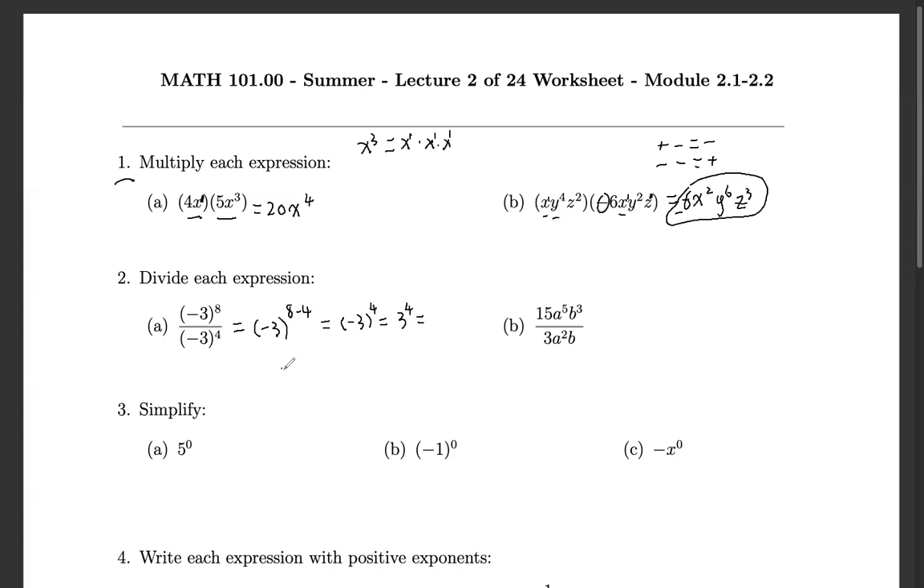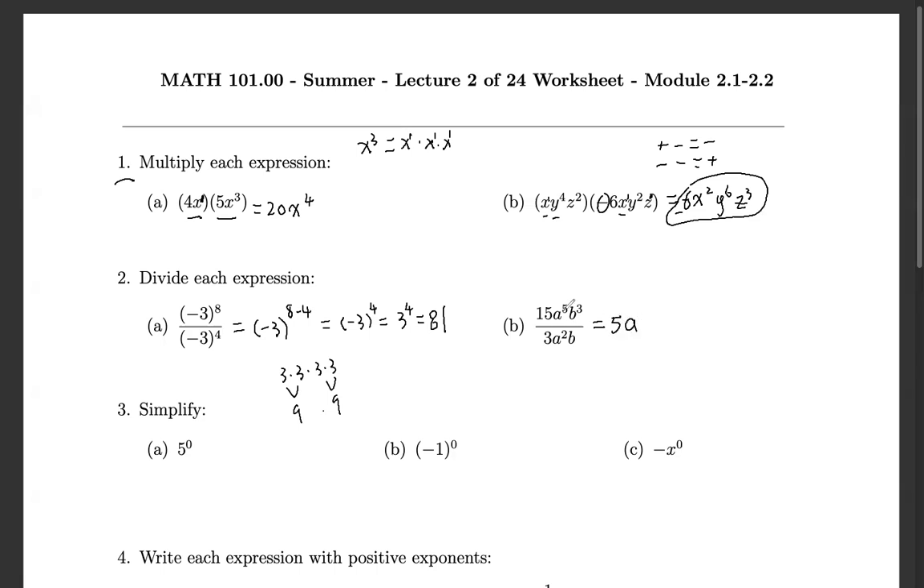Well, 3 raised to 4 means 3 times 3 times 3 times 3, 4 times. 3 times 3, 9. 9 times 9, 81. Let's see B. We divide those two. So we divide number with number. So 15 divided by 3, we get 5.